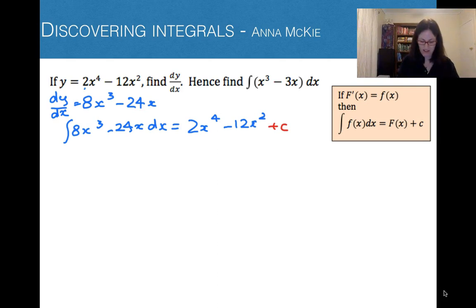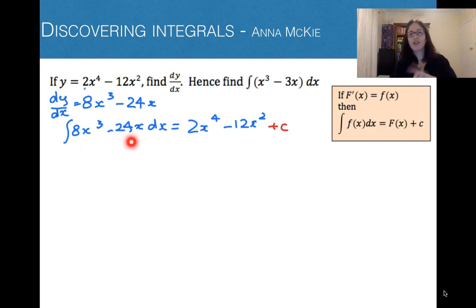I'll do it in red the first time. So that's the technique that you need to do. Now you can go on to the second sentence. Hence find the integral of this. So they're going to connect. So have a look at this one and then have a look at the integral that you've written out. Okay, they're similar, but there are these coefficients here. Is there a common factor to those coefficients? Yes, a factor of 8.